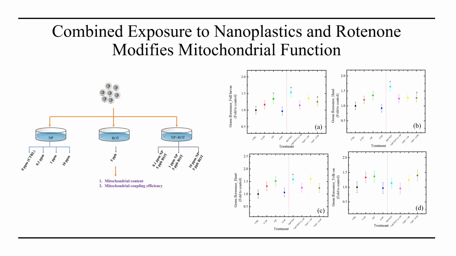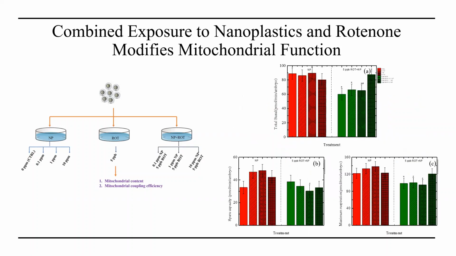We see an increase in mitochondrial content with nanoplastic exposures. As expected, rotenone-only exposure has the highest mitochondrial content. Interestingly, at combined exposures, mitochondrial content was decreased, suggesting possible reduction of rotenone toxicity in the presence of nanoplastics.